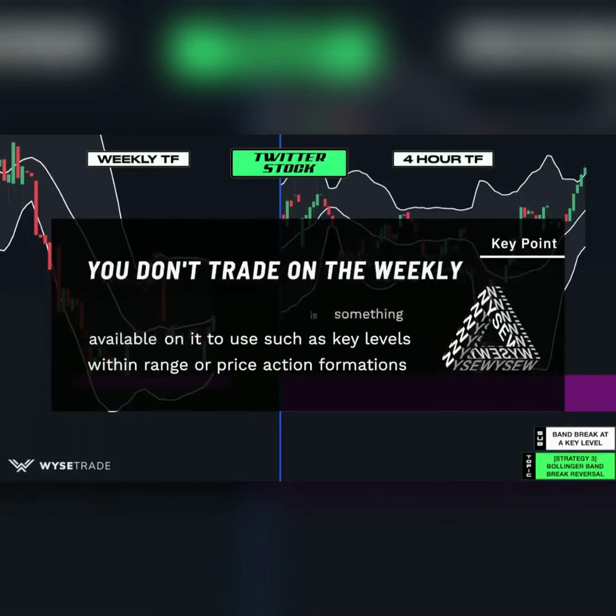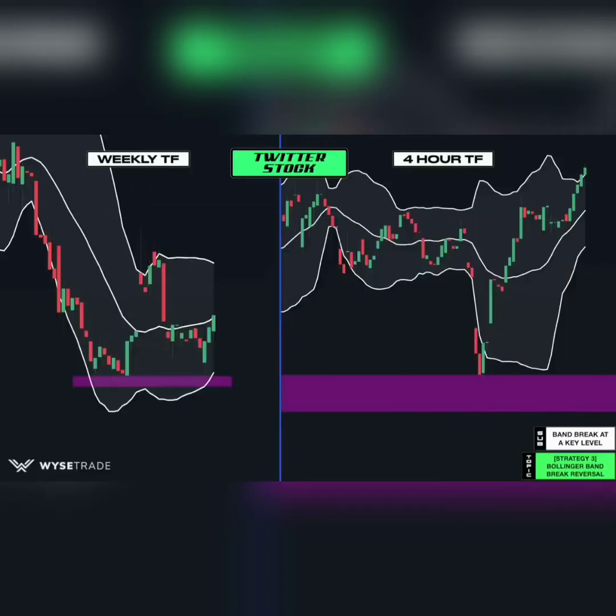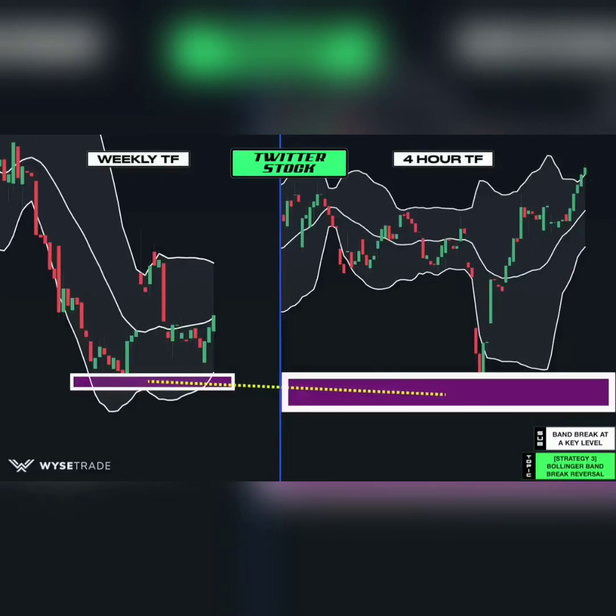Now, you don't trade on the weekly time frame. We just use it when there is something available on it to use, such as key levels within range or price action formations. So on the right is the 4-hour time frame. The weekly key level here is this same level here on the 4-hour time frame.